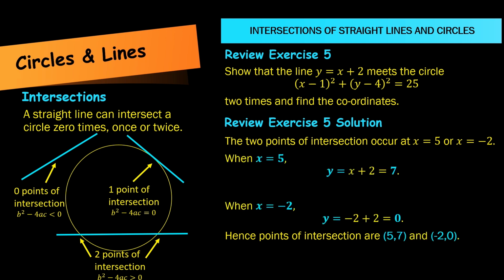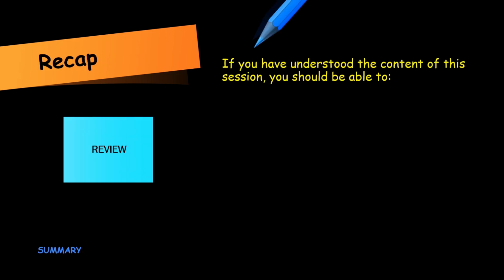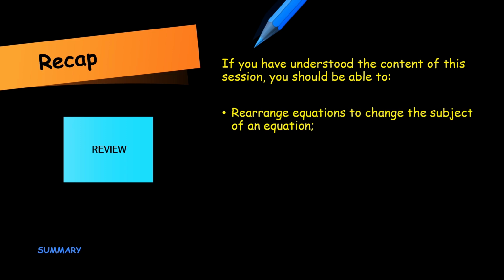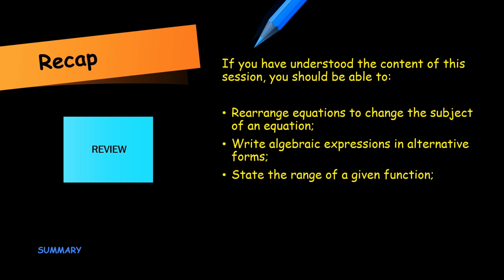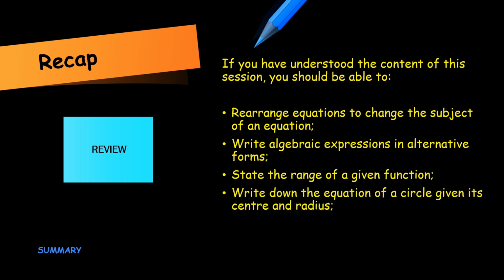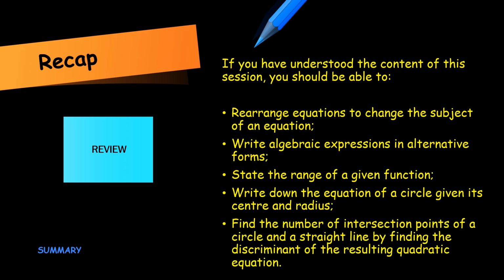This brings us to the end of this session. If you have understood its contents, you should be able to rearrange equations to change the subject of an equation, write algebraic expressions in alternative forms, state the range of a given function, write down the equation of a circle given its centre and radius, and find the number of intersection points of a circle and a straight line by finding the discriminant of the resulting quadratic equation.